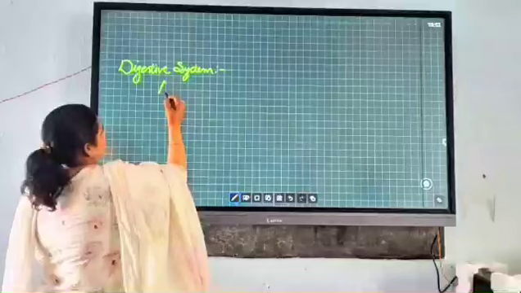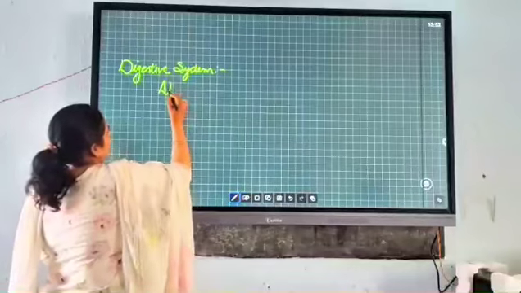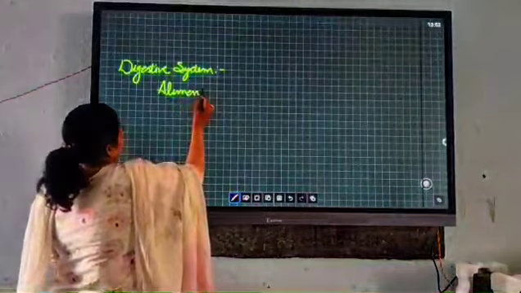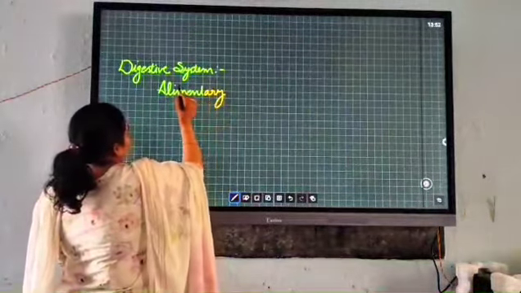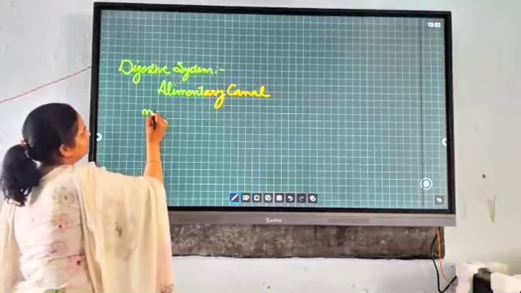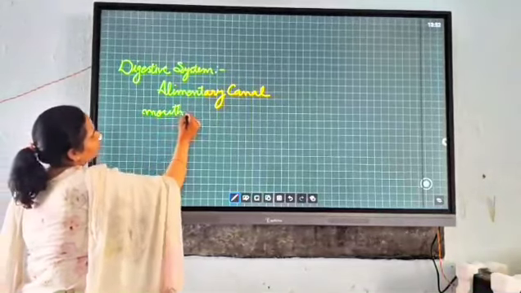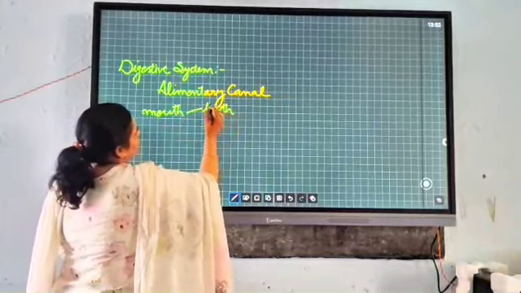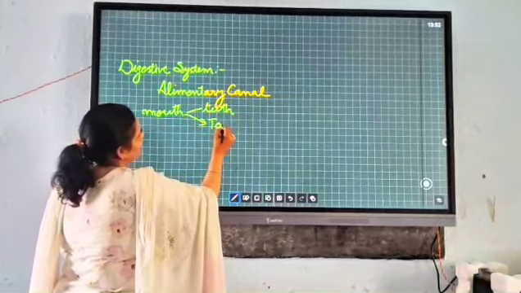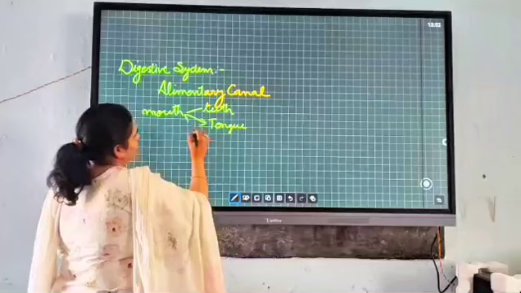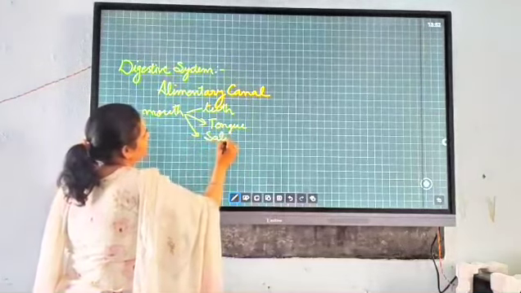So we are studying the digestive system of human beings, and we have a canal which is known as the alimentary canal for digestion. The alimentary canal starts in the mouth. The mouth has teeth, tongue, and salivary glands.